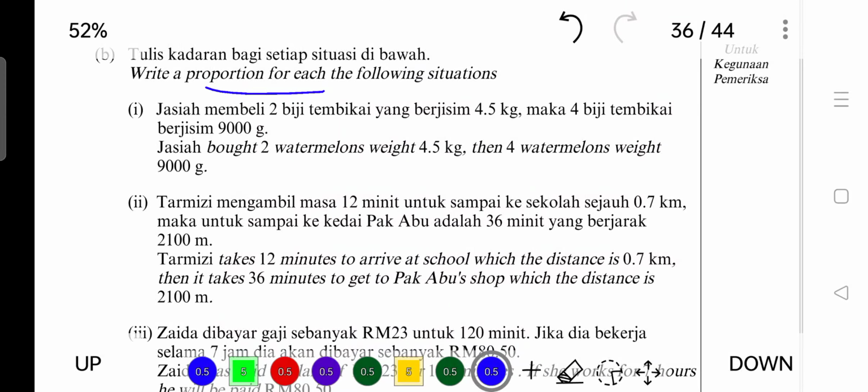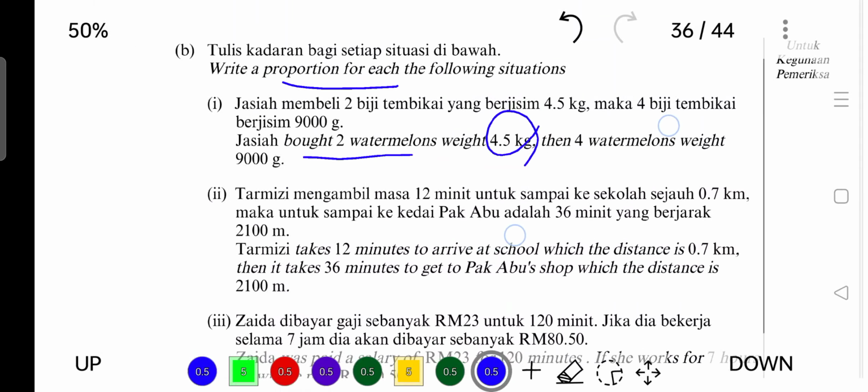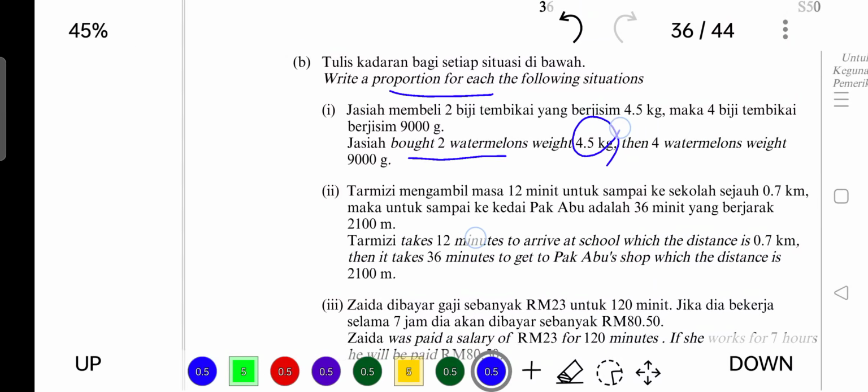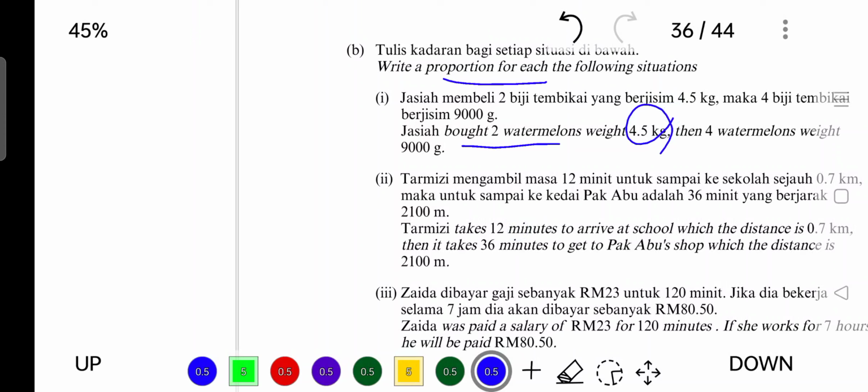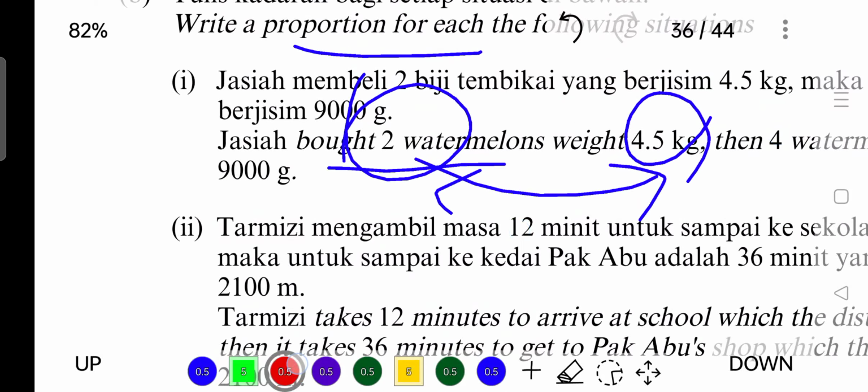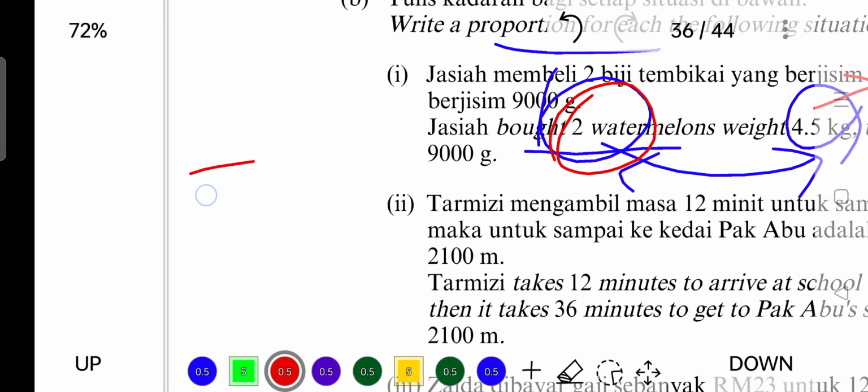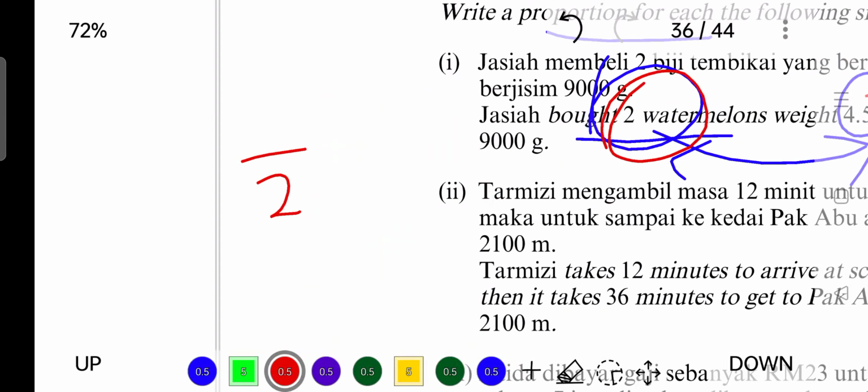Write a proportion for each of the following. Jasia bought 2 watermelons weighing 4.5 kilograms, then 4 watermelons weighing 9,000 grams. So you have to write the proportion. Very simple. 2 watermelons for 4.5 kilograms. If you go to the shop, what will you ask them? Will you ask, I want 1.1 kilogram of watermelon, or I want 1 watermelon, 2 watermelons, 3 watermelons? Definitely you'll ask this, right? So whatever you are asking for will go down, and the other number that is given will be up.